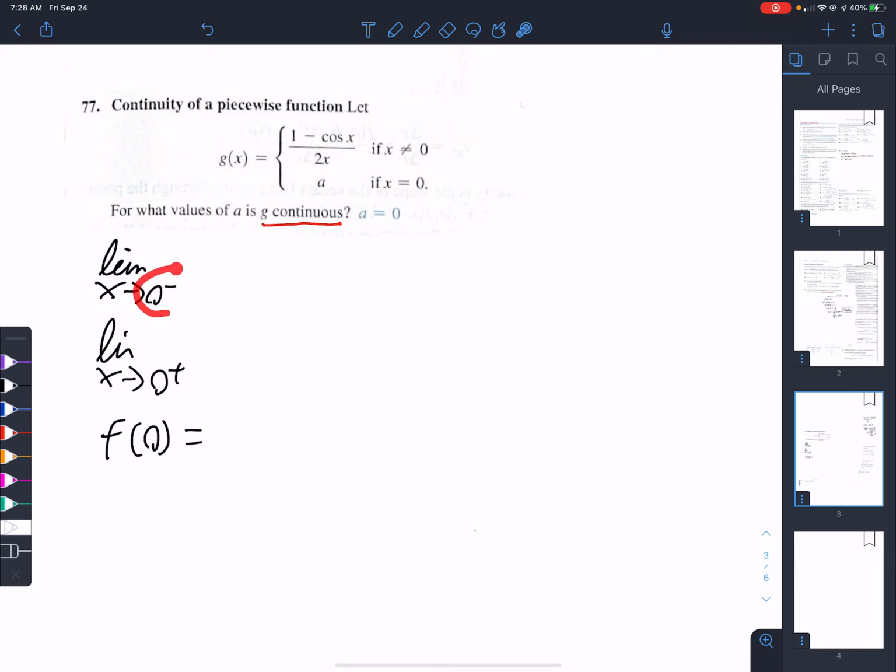So this is numbers really close to 0 from the left, but not 0. So this function works everywhere except 0. So since it works everywhere except 0, I can use this for the limit from the left. And it's going to be the same one from the right.